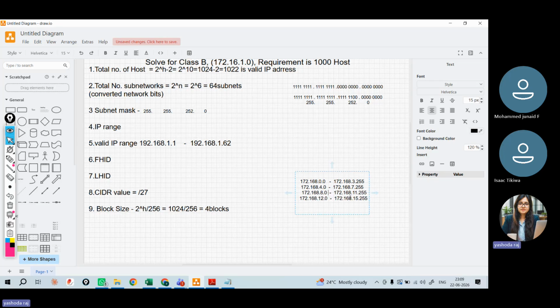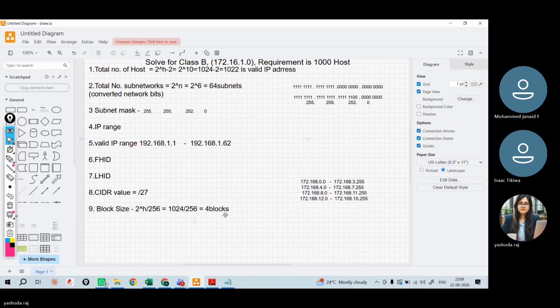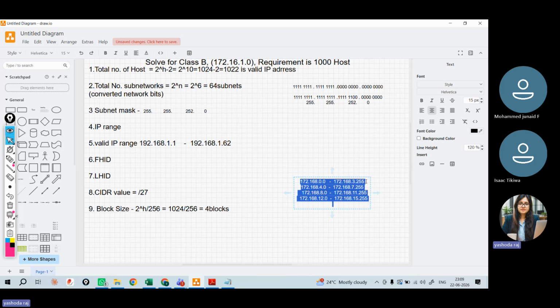This is the one. Clear? Yes, 4 blocks. So in each block, how many IPs do we get? 1024 IPs. So in this, valid also we have to write. How to write the valid IP?